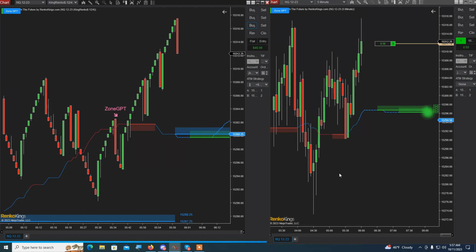With a scalping chart, I have to be a lot more precise, so I have to wait for the zones and take the trades right off the zones.